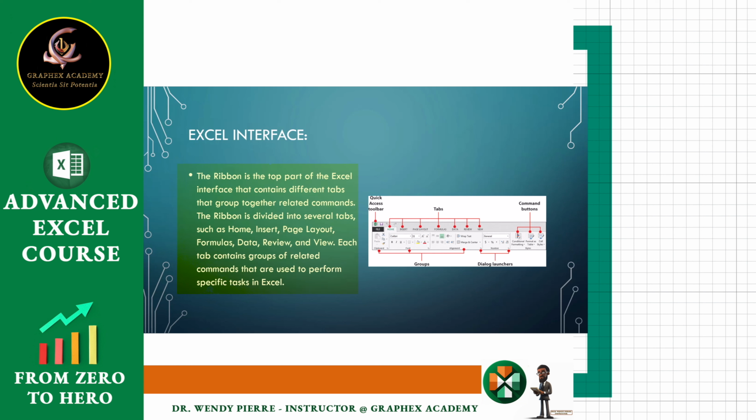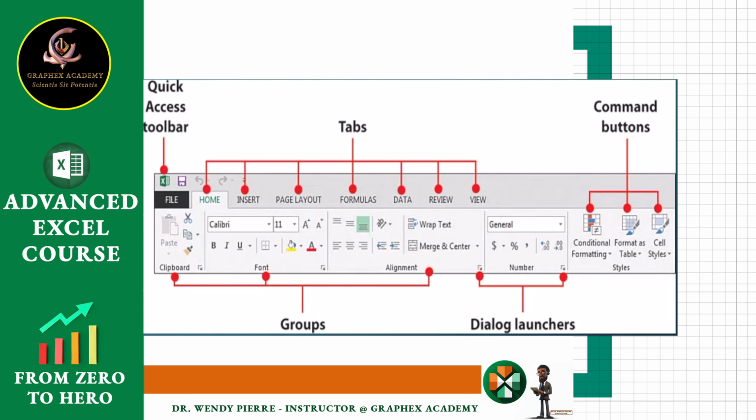So this is the ribbon. We are going to see what the ribbon actually is. The ribbon is the top part of the Excel interface that contains different tabs that group together all the related commands. The ribbon is divided into several tabs such as Home, Insert, Page Layout, Formulas, Data, Review, and View. Each tab contains groups of related commands that are used to perform specific tasks.